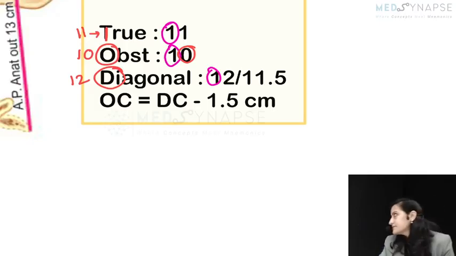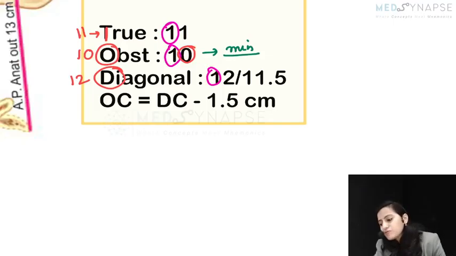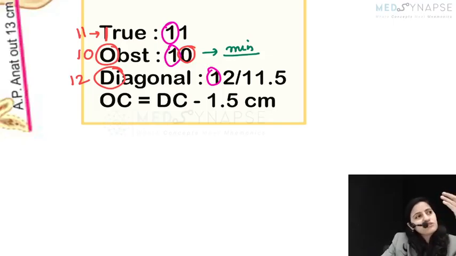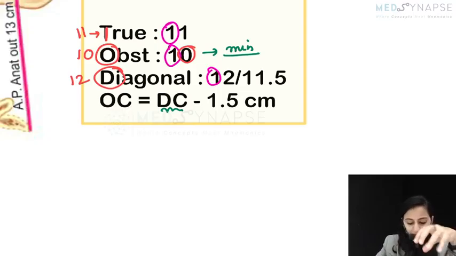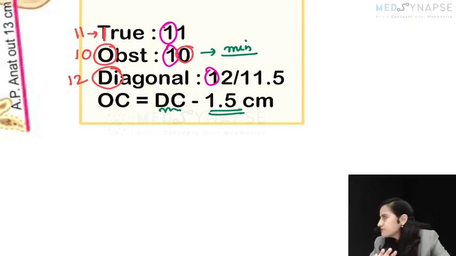So which is the minimum? Obstetric. Everywhere you will see that obstetric diameter is generally the term used for the diameters which are the minimum. So obstetric is the minimum. So how do you calculate the obstetric conjugate? Because clinically you are measuring the diagonal conjugate. Obstetric conjugate is 10, diagonal is 12. So it is 12 minus 2, or minus 1.5 to 2 centimeters.